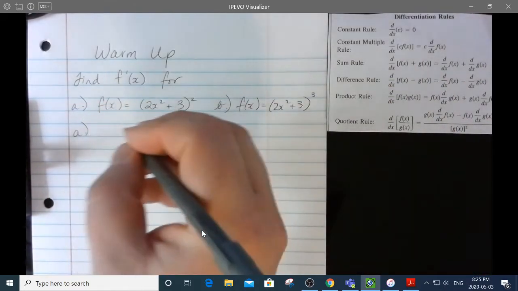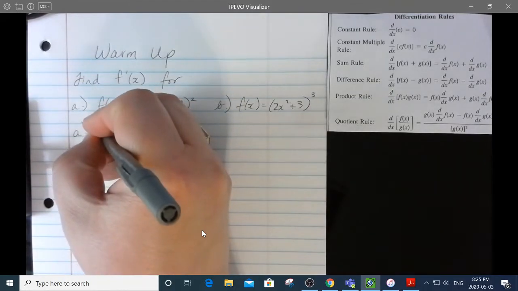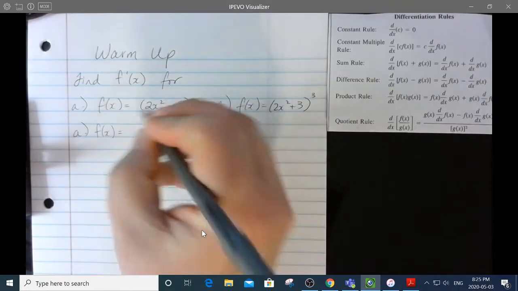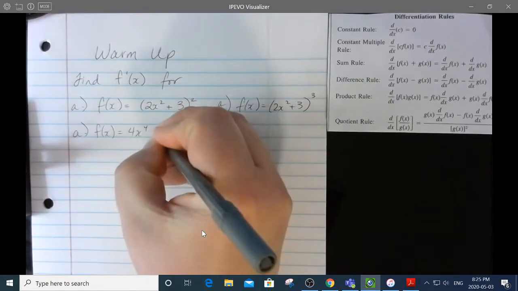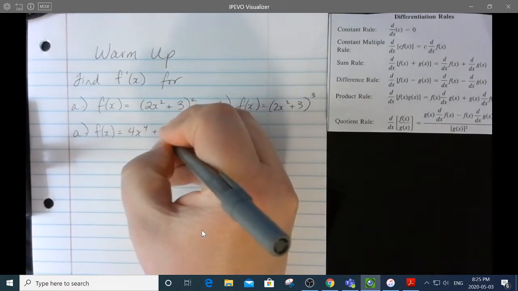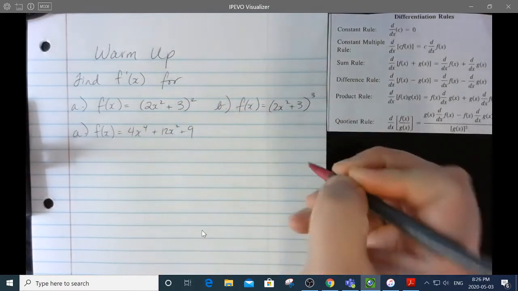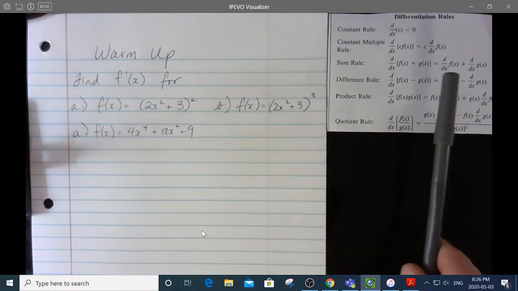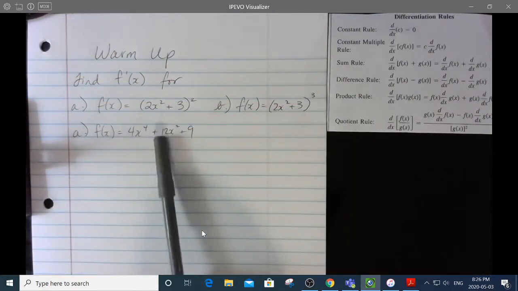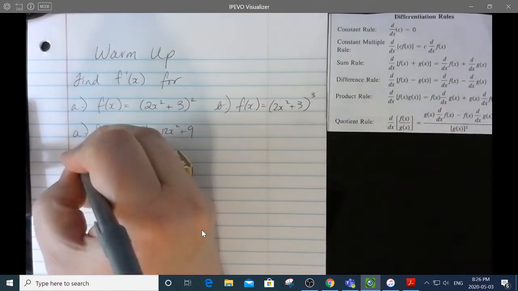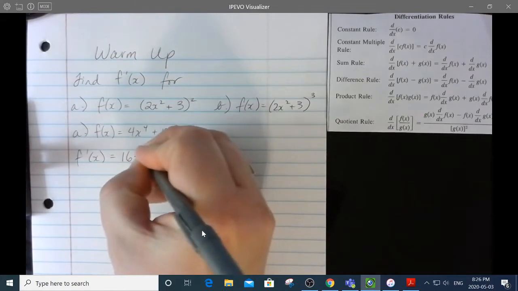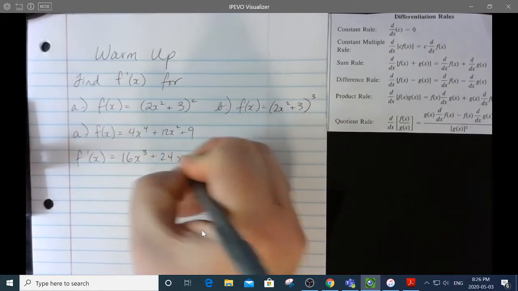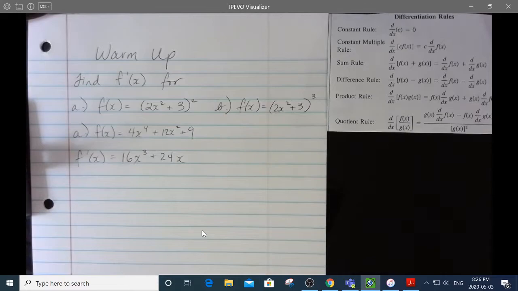Now, if I'm going to use the regular rules on this, there's actually two ways I can do it. I can expand this thing. And if I expand this one, I get, let's see, square the first, times the two together, and double it, and then square the last. So now I'm basically using my sum rule here, and basically each one of these is its own function. And f prime of x is 16x cubed plus 24x.